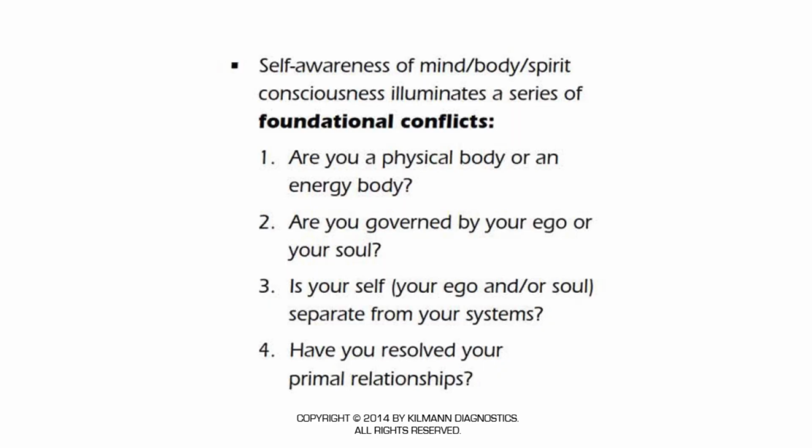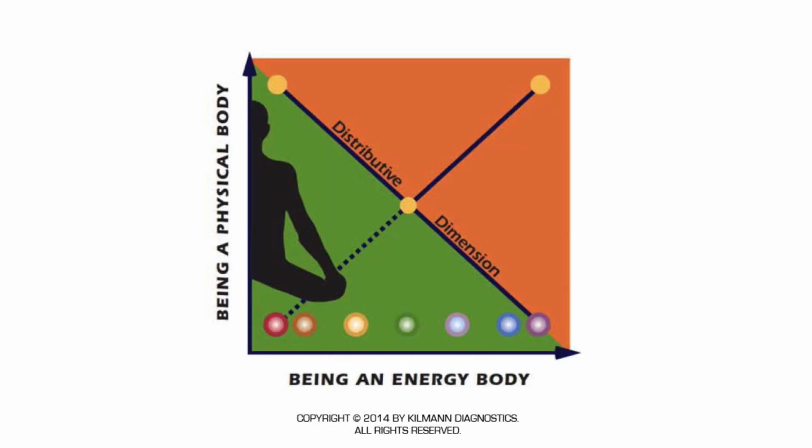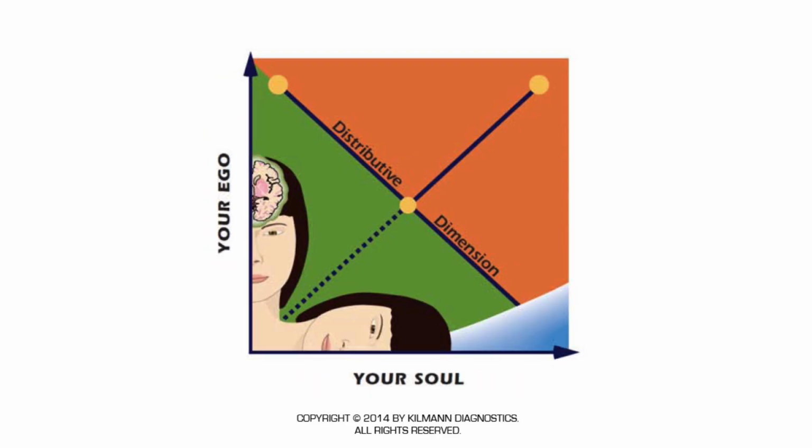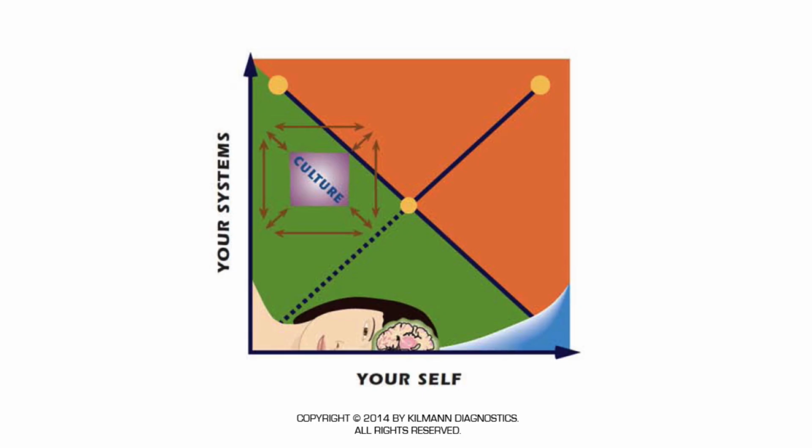I then move on to the heart of the course, which is when I'll help you explore the 4 foundational conflicts that emerge during the progression of one stage of consciousness to another. I'll address each foundational conflict, one by one, making use of the TKI Conflict Model. Are you a physical body or an energy body? What governs your life, your ego or your soul? Is your inner self separate from your systems, or are your surrounding systems an important part of who you are?